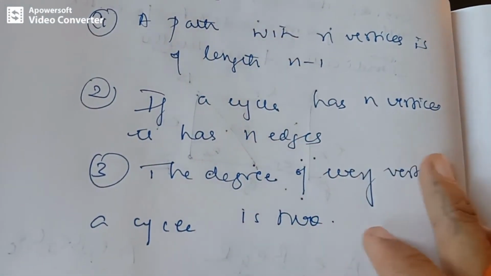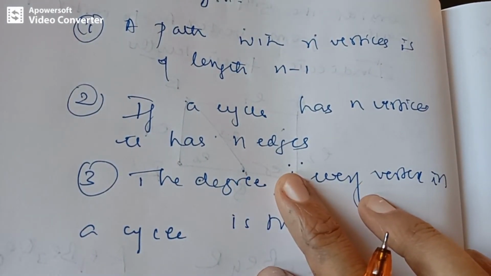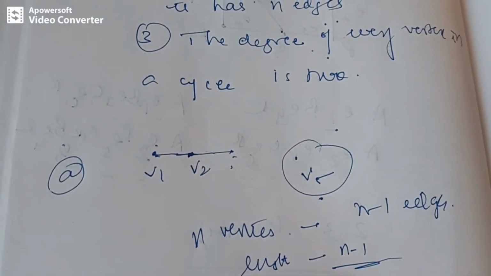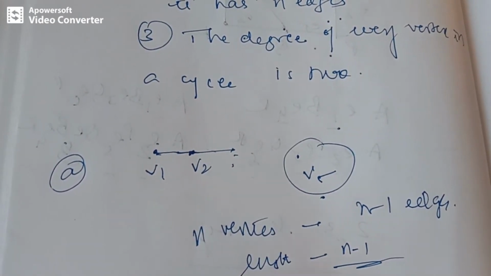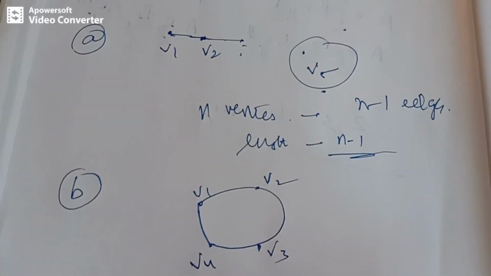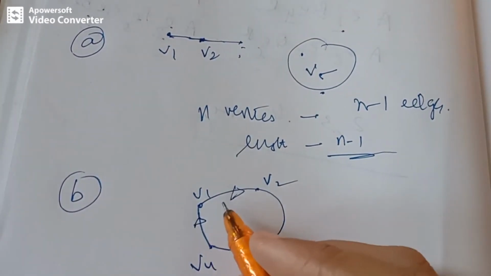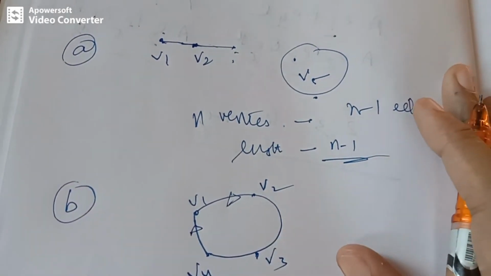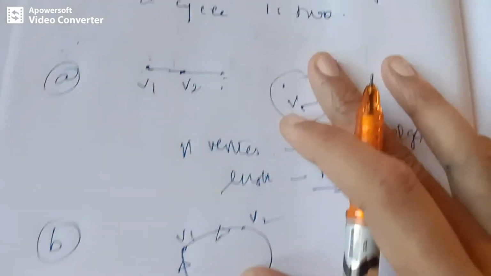If the cycle has n vertices, it has got n edges. As you know, a cycle is a closed walk, something like this. The cycle starts from one vertex and ends at the same vertex, but neither a vertex nor an edge can appear more than once. So let's say n vertices, we have to prove that it has got n edges.